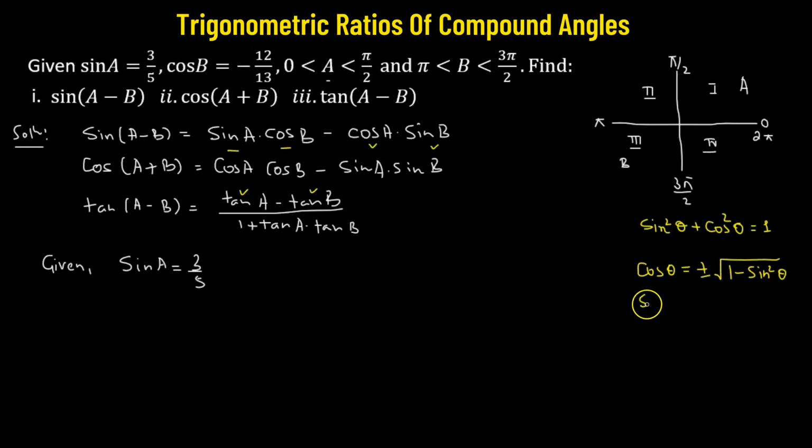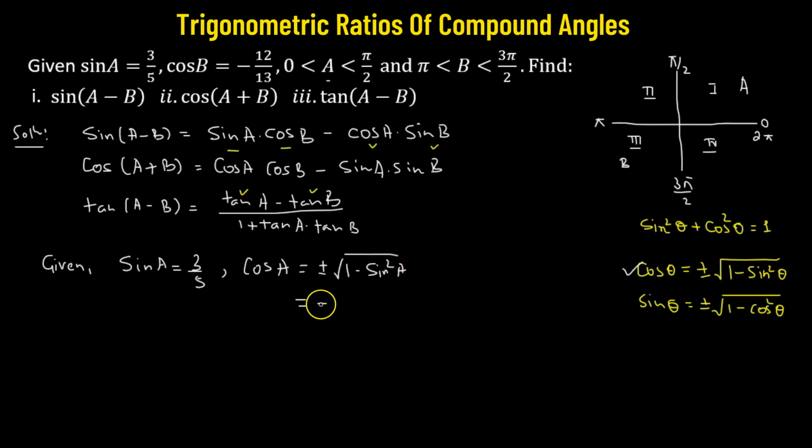And if we want to find the value of sine theta in terms of cosine theta, that will be plus or minus square root of 1 minus cosine squared theta. Since we are interested in finding the value of cosine of A, we're going to use this particular formula. This will equal plus or minus square root of 1 minus sine squared A. So sine A is already given as 3 over 5, so we have 9 over 25. When you solve this, we get two values, plus or minus 4 over 5.